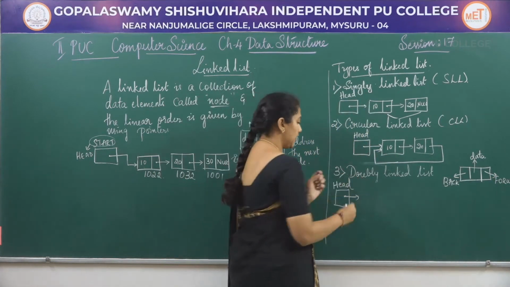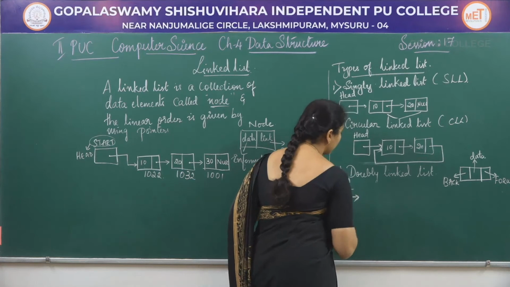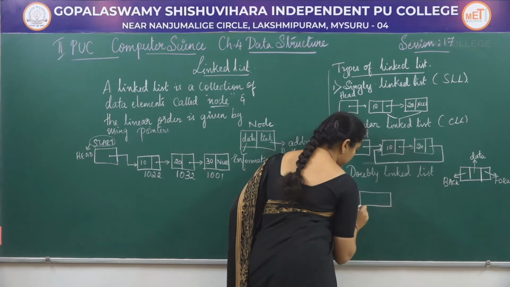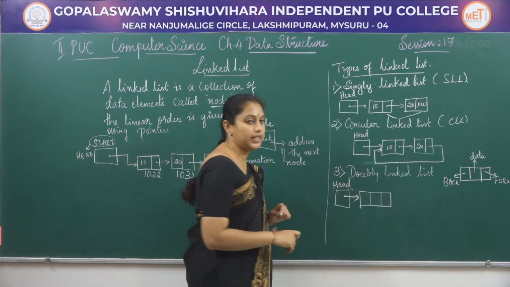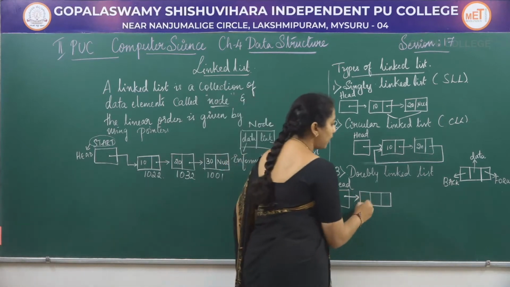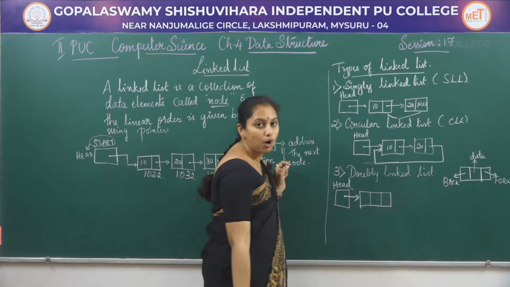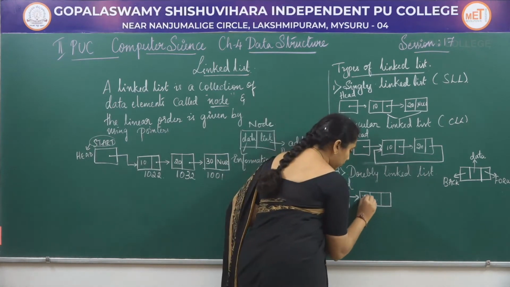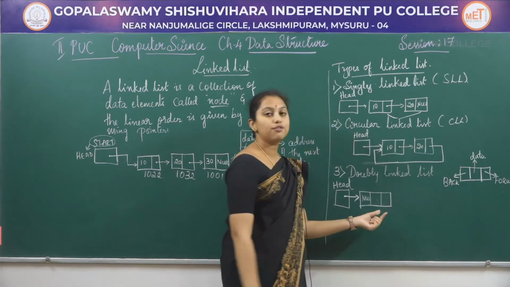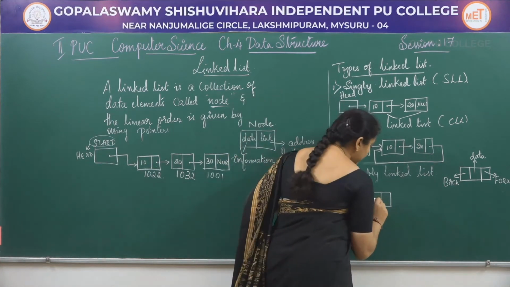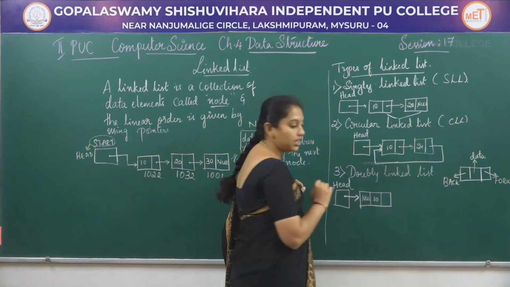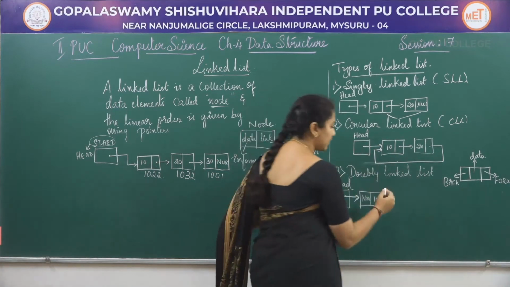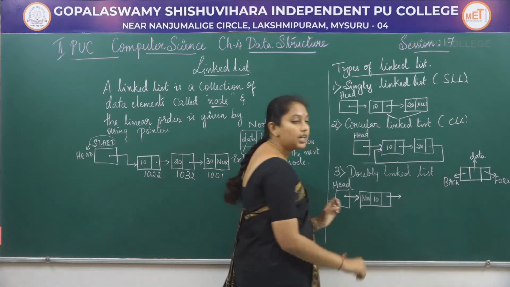So the doubly linked list contains a head pointer, which is also called the start pointer. It contains the address of the first node. This first node contains three parts: a back part, a data part, and a forward part. The back part contains a null value, which represents that this is the first node of the linked list. The data part contains the information and the forward part contains the address of the next node.